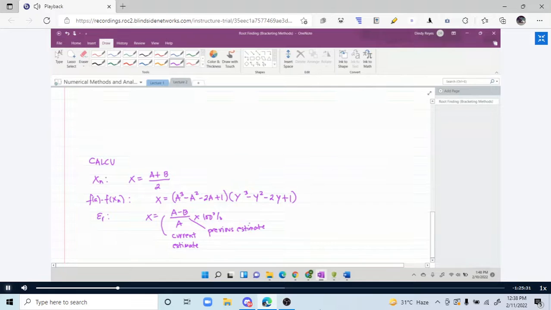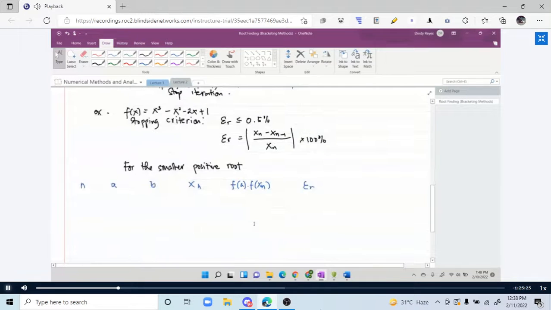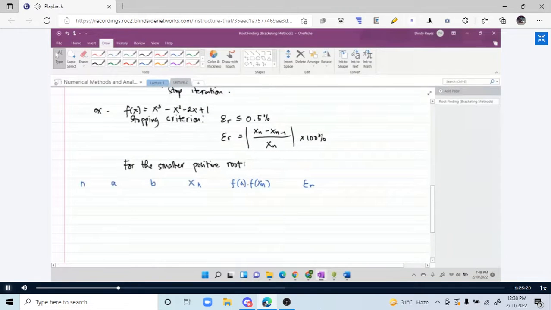Okay? Use your calculator. All right. So we already know that the smaller positive root for this particular equation, when f is equated to 0, is in between 0 and 1.